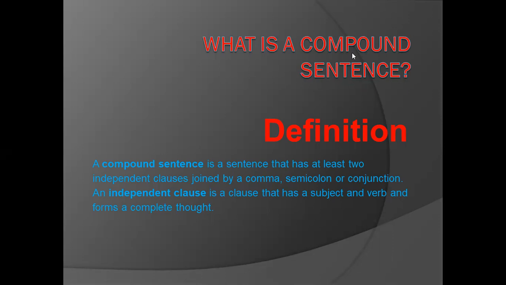In this class, I'm going to discuss what a compound sentence is and its characteristics. Let me define first what a compound sentence is. So let's see the definition. Basically, a compound sentence is a sentence that has at least two independent clauses, joined by a comma, semicolon, or conjunction. An independent clause is a clause that has a subject and a verb and forms a complete thought.